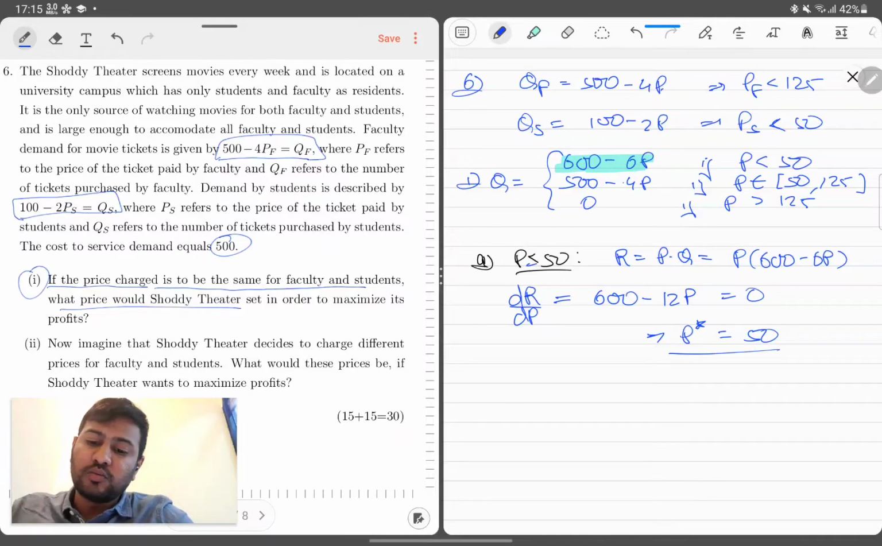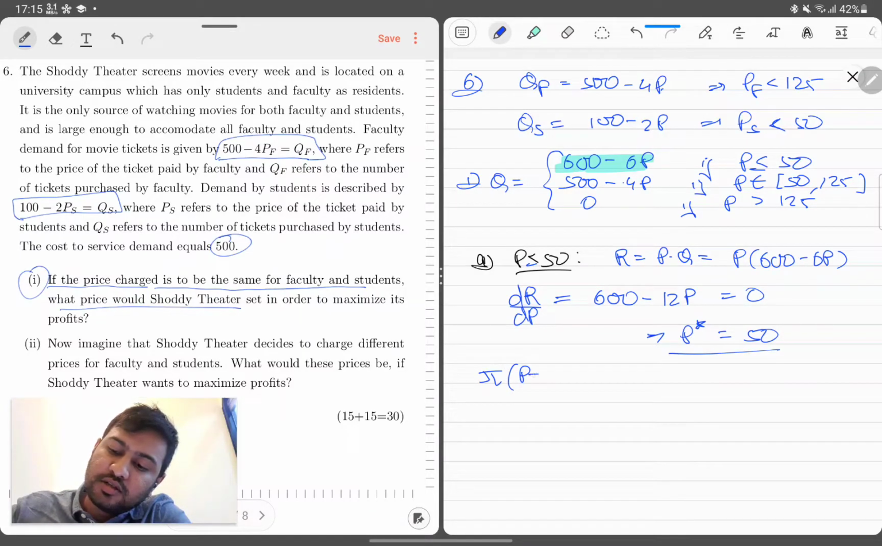Let me put the first case as price less than or equal to 50. When price is less than or equal to 50, the ideal strategy is to charge a price equal to 50. So let's try to find the profit of the firm when it charges a price equal to 50. Let's just find the revenue, because cost is fixed. There's a fixed cost. So what's going to be this revenue? This revenue is this function.